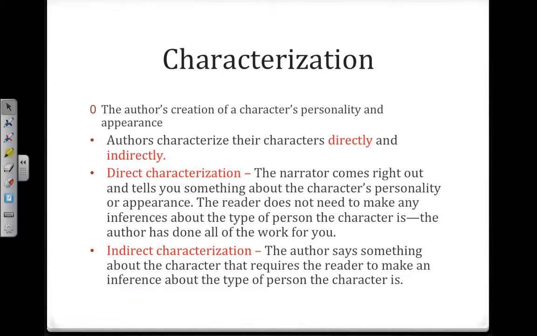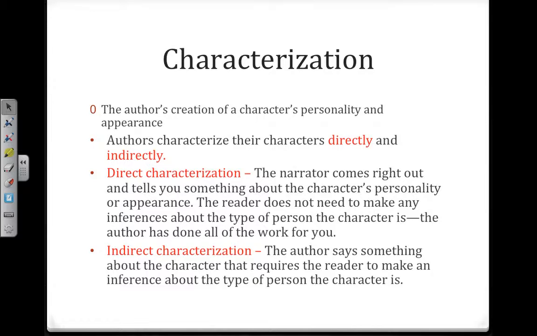And when you have characters, a good author is going to characterize them. Characterization is the author's creation of your character's personality and appearance. Authors will characterize the characters both directly and indirectly. When I'm talking about direct characterization, what I mean is the narrator is going to come out and tell you something about their personality or their appearance. It's going to be exactly how that person is, meaning that you, as the reader, don't need to make any inferences. You don't need to come to your own conclusions because the author has done all of that for you already.